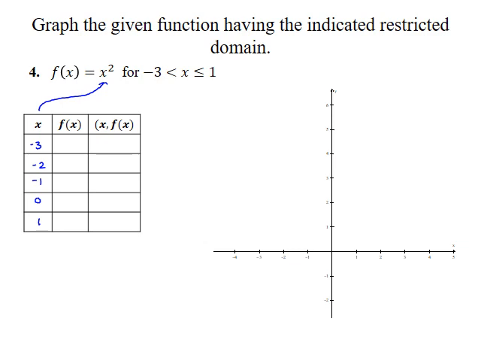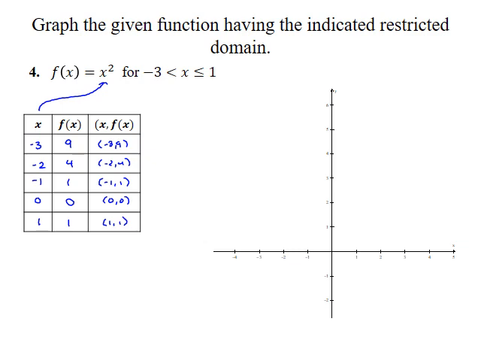So we're going to square them all. -3 squared is 9, -2 squared is 4, -1 squared is 1, 0 squared is 0, and 1 squared is 1. And you have 5 points here. -3, 9, -2, 4, -1, 1, 0, 0, and 1, 1.